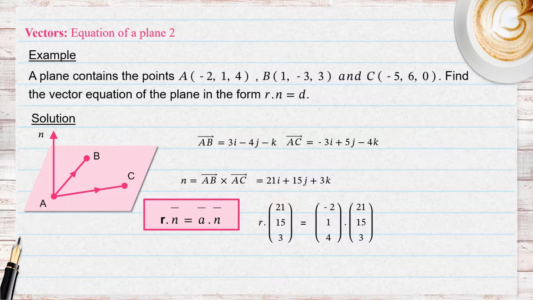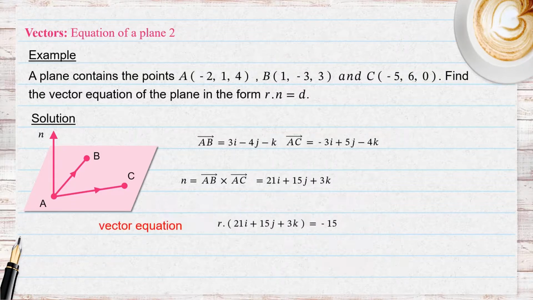And for this dot product, we will get here minus 42 plus 15 plus 12, and that gives us minus 15. So in the form r dot n is equal to d, we will have the equation of the plane coming out as r dot 21i plus 15j plus 3k equal to minus 15. So that's the equation of the plane.